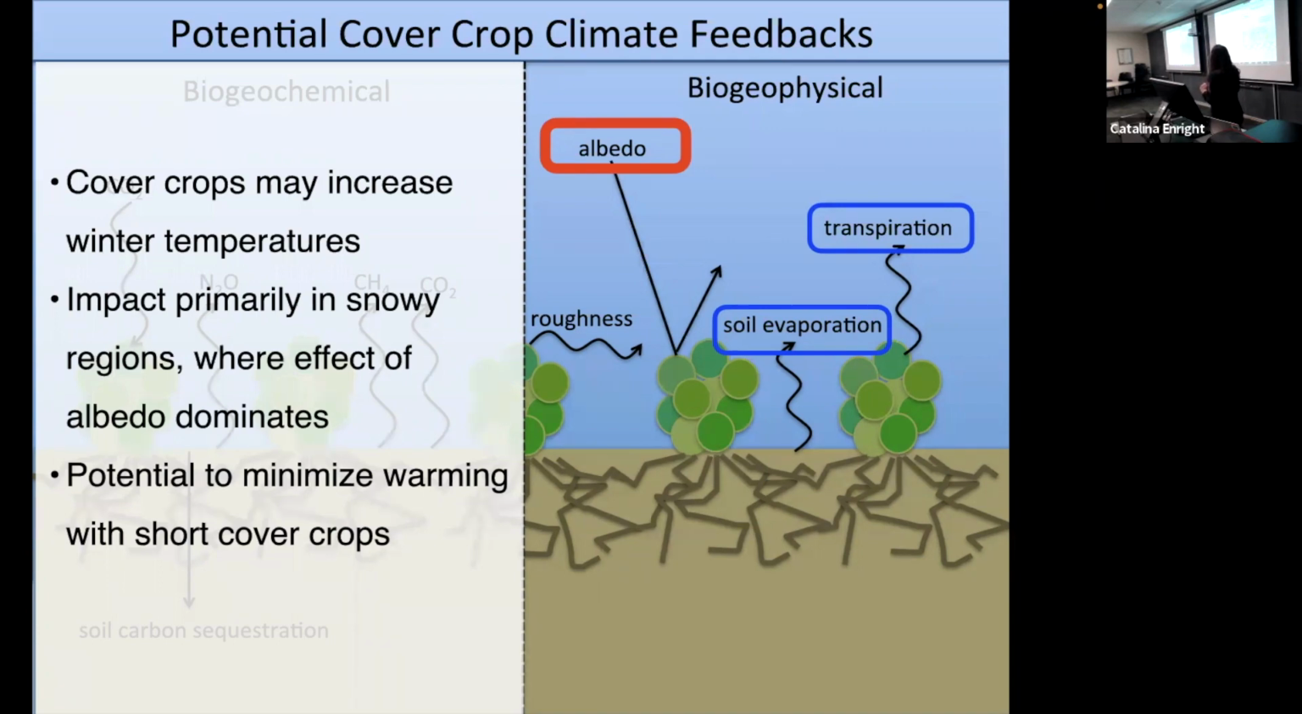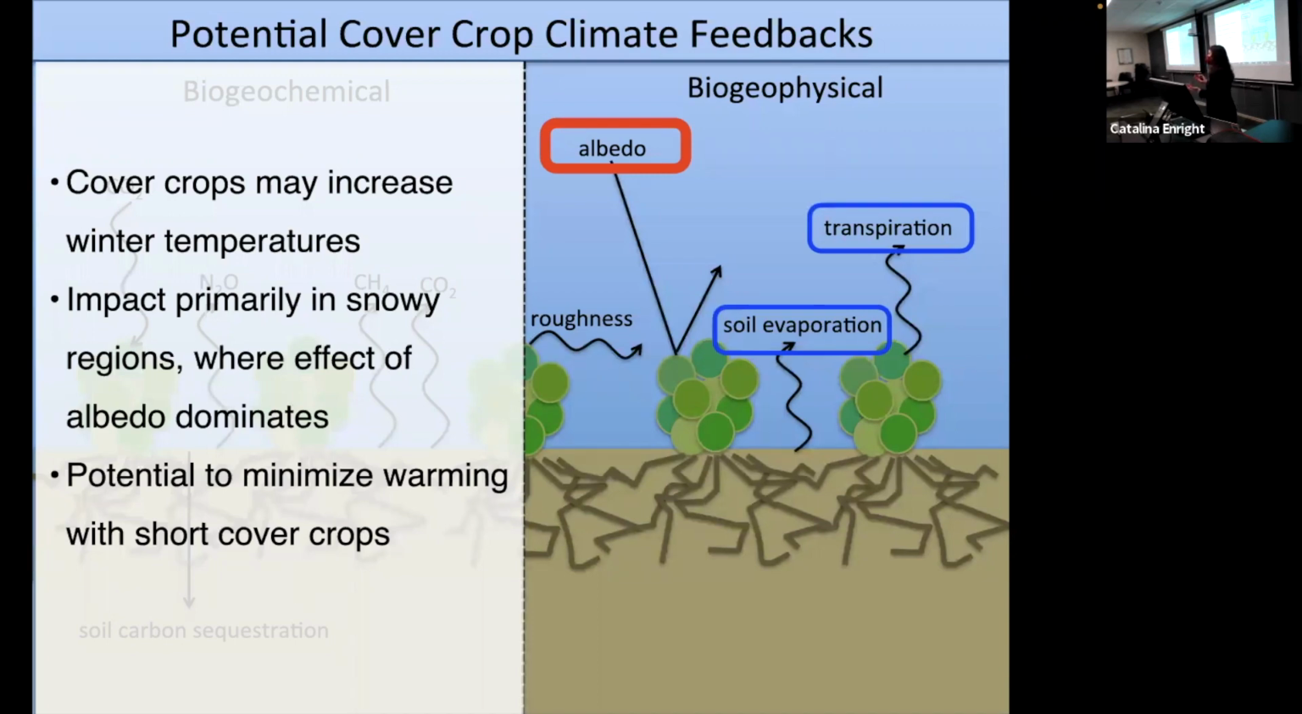So just a quick summary of this section of the talk: cover crops may increase winter temperature. The impact is primarily in snowy regions where the effect of albedo dominates. It's the importance of albedo that is really causing that increase. But we have the potential to minimize that warming with shorter cover crops or, like I said, less leafy cover crops, which is the other experiment we did where we saw a decrease in that winter temperature warming. So this is a very idealized scenario. It helps us to understand how we can maybe manage our cover crops to mitigate any potential warming consequences.